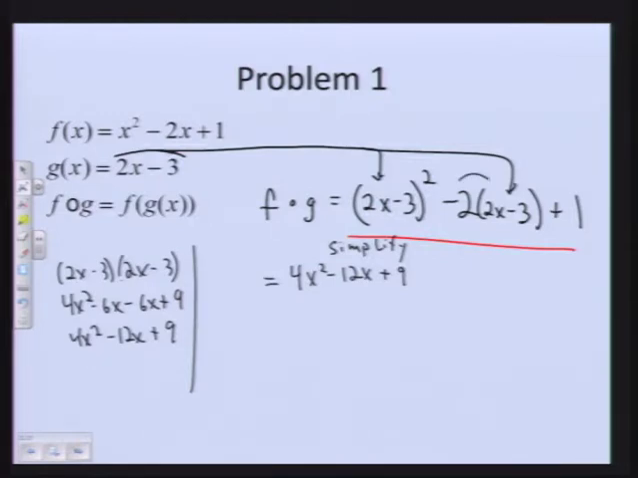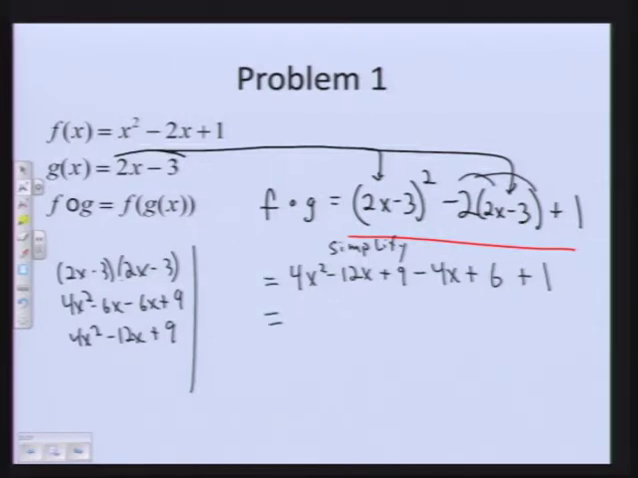Now in the second one, we are distributing negative 2, so make sure you get the signs right. Negative 2 times 2x is negative 4x. Negative 2 times negative 3 is positive 6. And then, don't forget the function f had a plus 1 that didn't have a variable with it. So we don't put anything in there, we just have to write it.